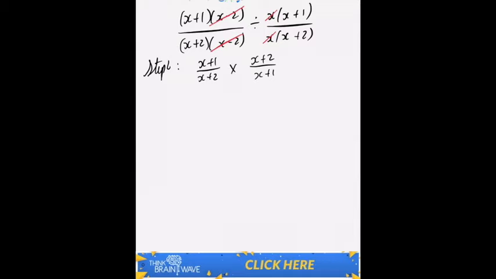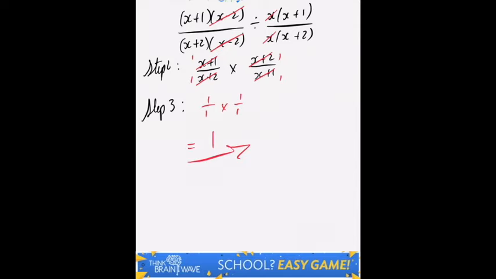Step 3. You'd be able to cancel again. So I'm just going to use the same color so you can stay in touch. It'll be x plus 2 cancels with x plus 2, leaving you with a 1 here and a 1 here. You have x plus 1 and x plus 1, leaving you with a 1 here and a 1 here. You then have 1 over 1 times 1 over 1, and your answer is equal to 1. Easy game.